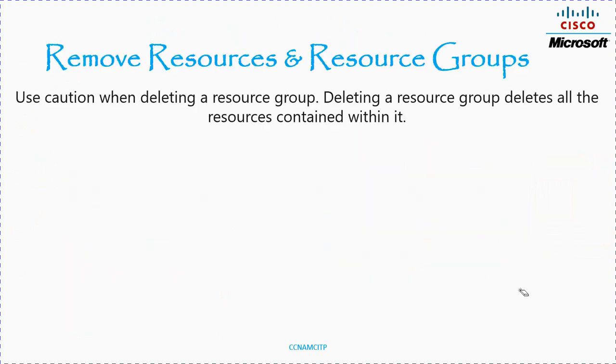And now we'll see removing resources and resource groups. I need a highlighter here, and I'll take the yellow color. Use caution. You have to be very careful when deleting a resource group. Why? Because if you delete this box, everything inside this box will be deleted. For example, A1, A2, XYZ, whatever is there, everything will be deleted if you delete this complete box. So you need to be very careful.